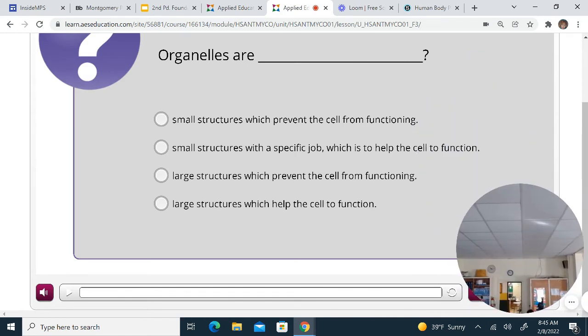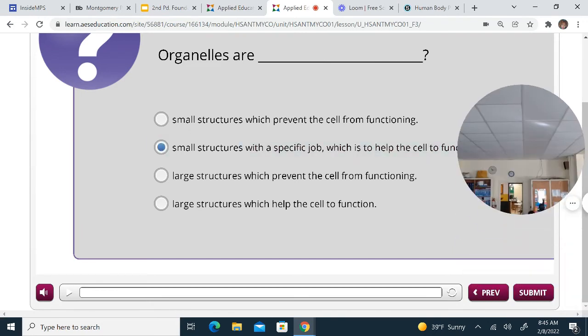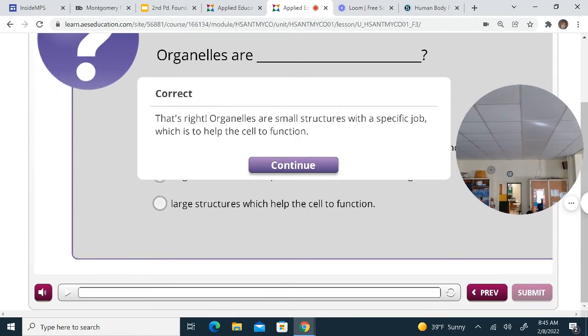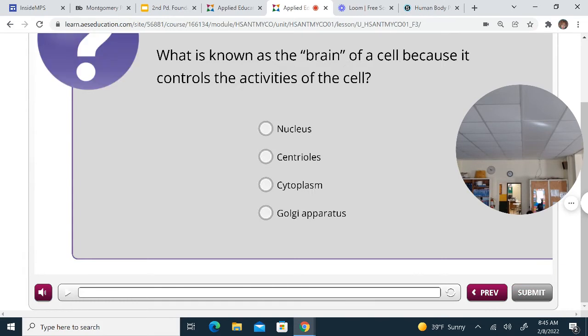All right, so what are organelles? Small structures with a specific job, which is to help the cell to function. What is known as the brain of a cell? So you have your nucleus.